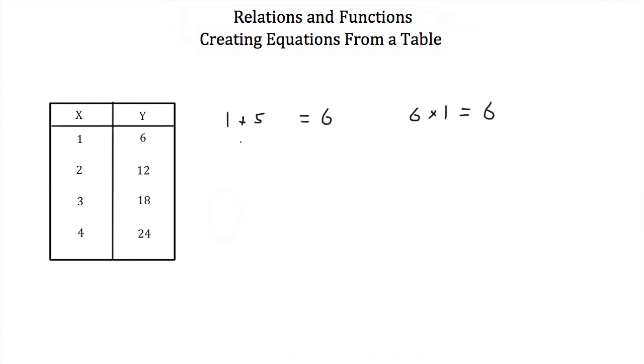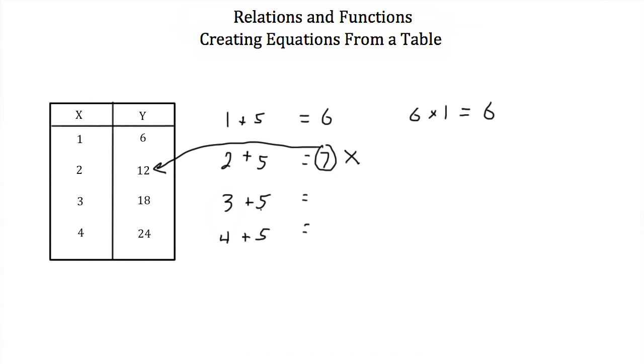Now let's check this idea with the other points. So we have a 2, and a 3, and a 4. Let's add 5 to all of them. Two plus 5 is equal to 7. This is not what we're looking for. We were looking for 12. So this does not work. Same here, this would be 8 and 9. These numbers do not match our 12, 18, and 24. So let's hope the other function works.